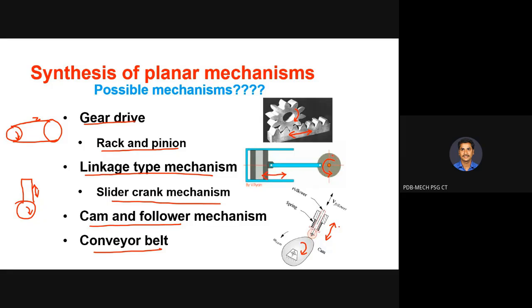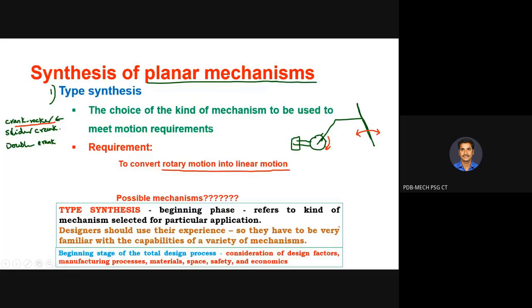That is type synthesis. Identifying this is the first category, that is type synthesis. So we need to list out all the possible mechanisms, and out of these you need to consider various aspects as we discussed in the previous slides, like constraints, cost, and manufacturing feasibility. Everything needs to be analyzed, and you need to identify one possible solution or mechanism.